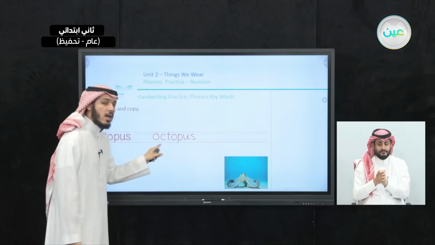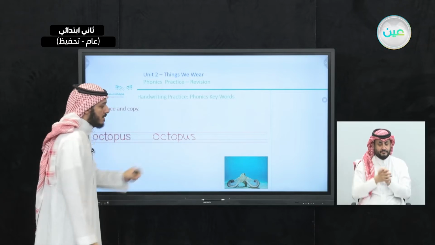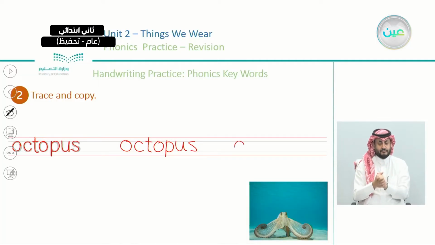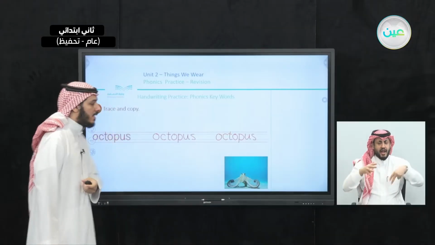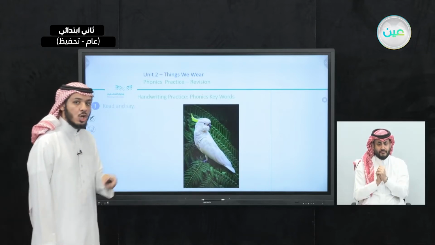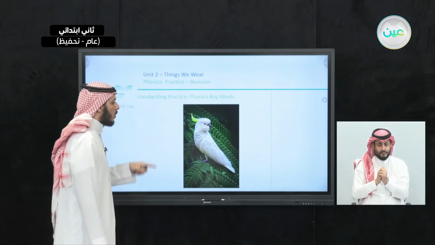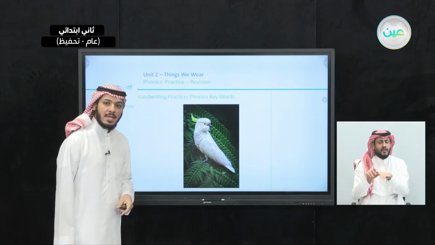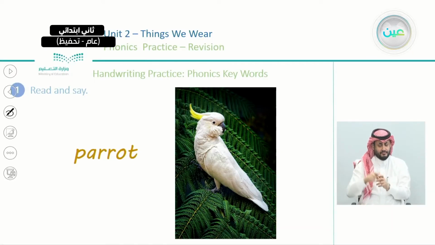So, octopus. Excellent. Again, we have O, C, T, O, P, U, then S. So, octopus. Say it with me. Octopus. Excellent. Now, after O, we have P. Yes, excellent. Can you tell me what is this bird? Yes, we have a bird here. This is a parrot. Say it with me.